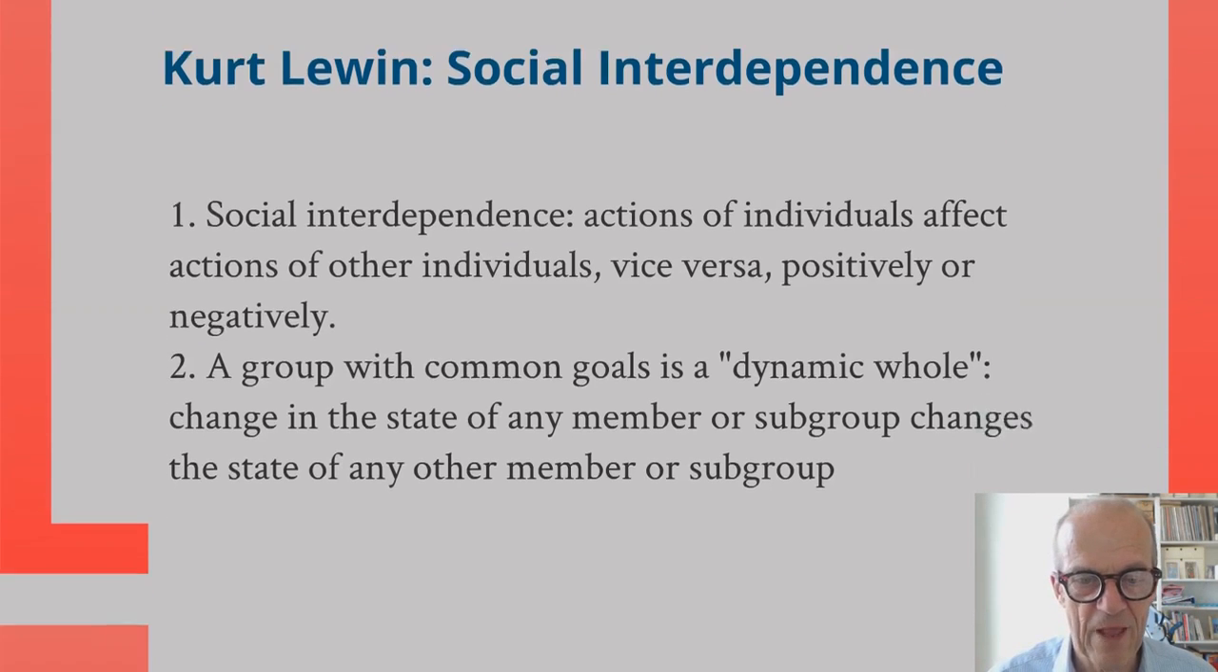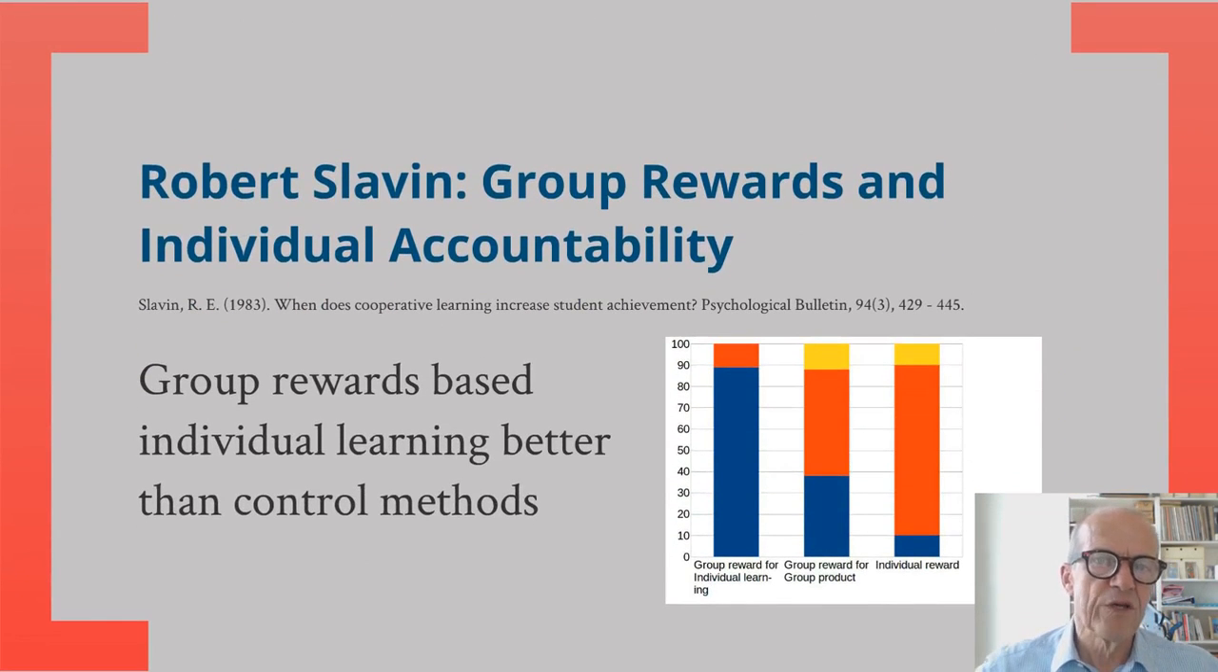Now, a few words about Slavin and his, again, seminal work, I think, on the influence of rewards for groups or rewards for individuals within the group and the effects on the group performance. When does cooperative learning increase student achievement? That is the major question of his research, which was done back in the 80s of the last century. Perhaps I can try to summarize what the major findings of Slavin were. They have been confirmed by other research.